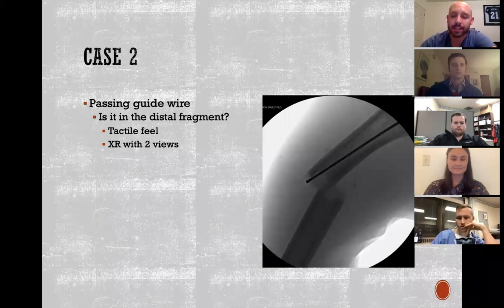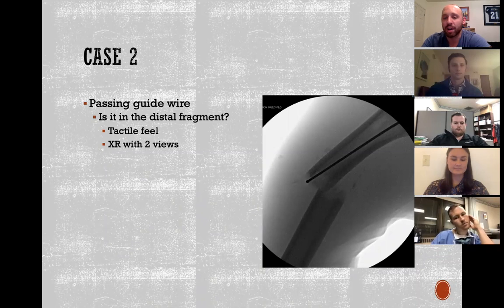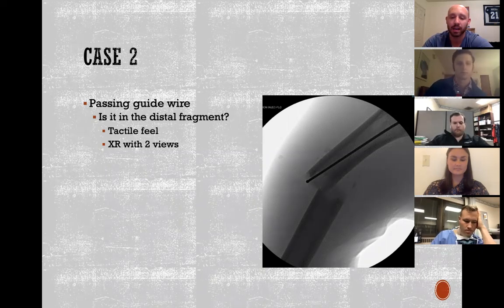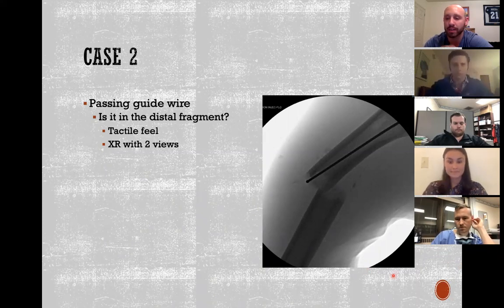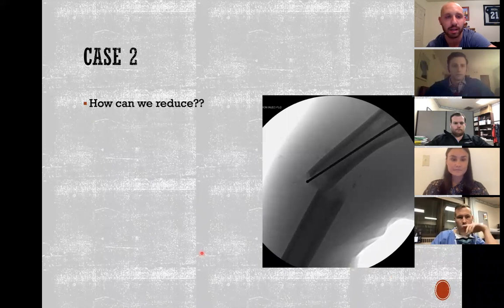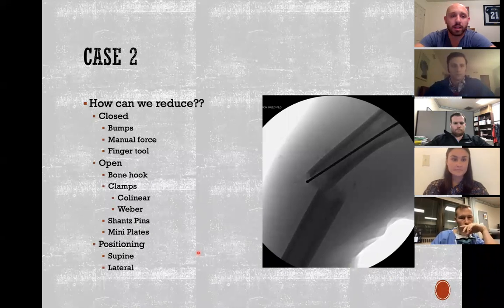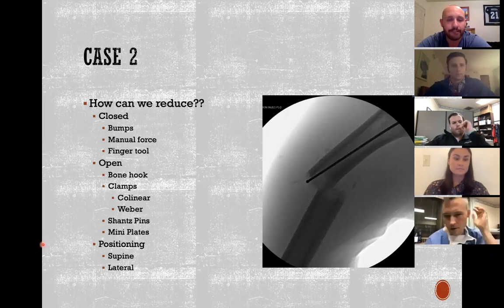So in this case now, we have a proximal fragment that's flexed, and we're trying to pass our guide wire through. There's a bunch of different ways that we can manipulate and better reduce this fragment. Do one of you guys want to talk about different ways? If you go to the next slide, Joe, there's a bunch of different ways to go about it. All right, so Jeff, you want to talk through some of these?